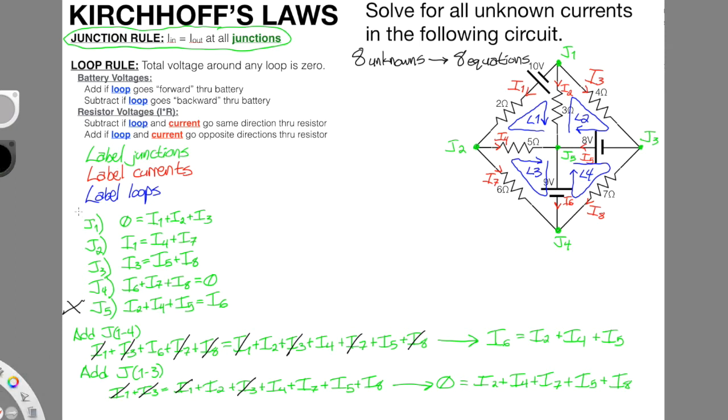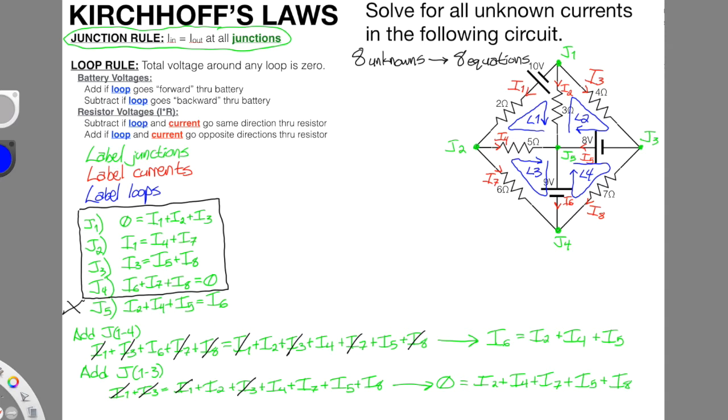So, like you'll be expected to on the test, you need to box the equations that count towards your total, and we get 4 equations from our junction equations. So we've got 4 of our 8 equations, and the other 4 are going to come from our loop equations.